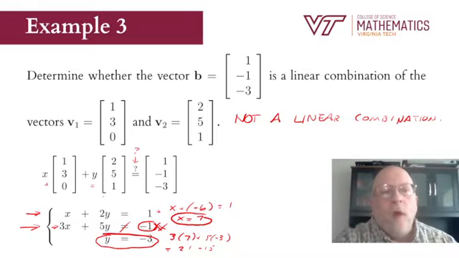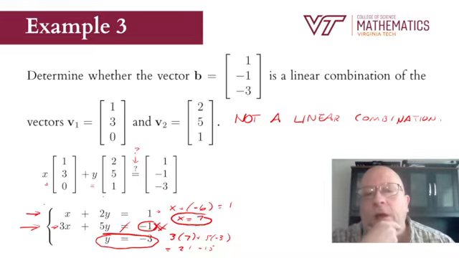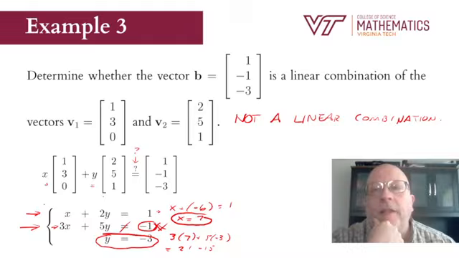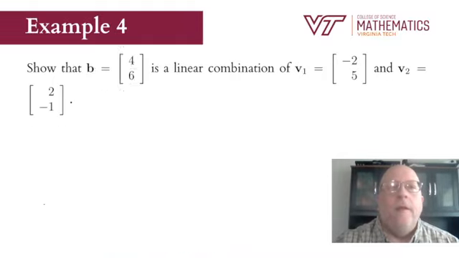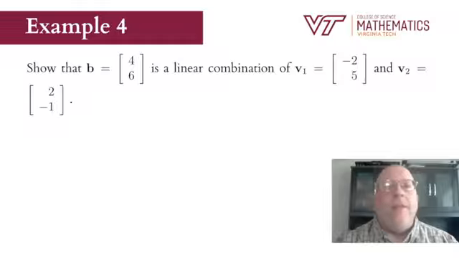We looked at the equations, we figured out what y was, we figured out what x was, but then there's a third equation and the x and the y values don't check in that third equation, and therefore this is not a linear combination. So we have an answer. Let's try another problem. This time, we're going to show that B is a linear combination of V1 and V2.